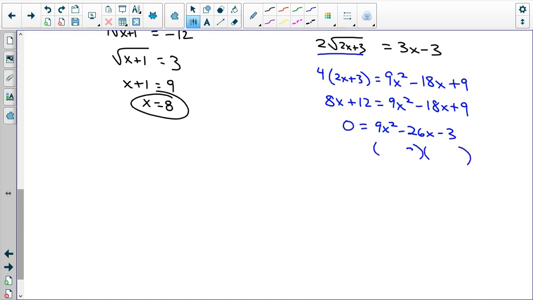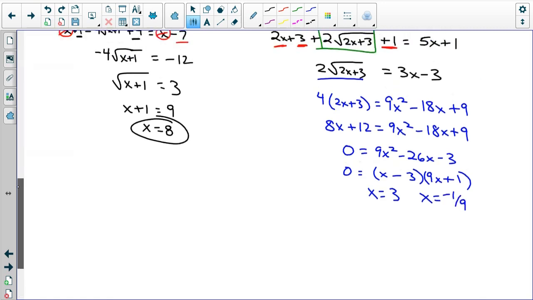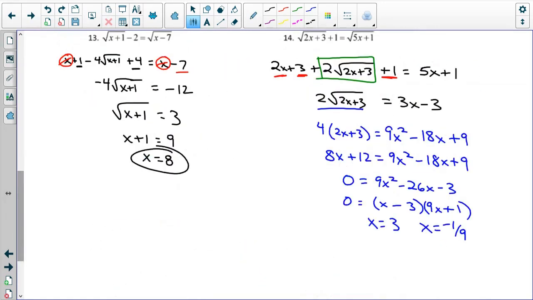If I factor this, I know I can put a 3 and a 1 in here because 3 is prime. And then 9, well, if I look at this, I need a 26 in the middle, so it makes sense to put a 9x over here and an x over here. Minus and plus will work. So I get x equals 3 and x equals negative 1/9. And I have to check those in my original equation to make sure everything works out.